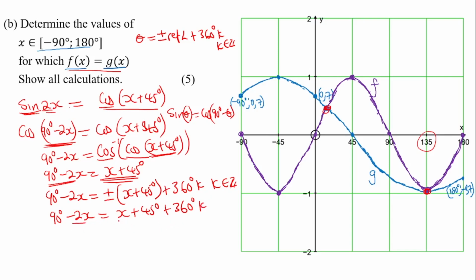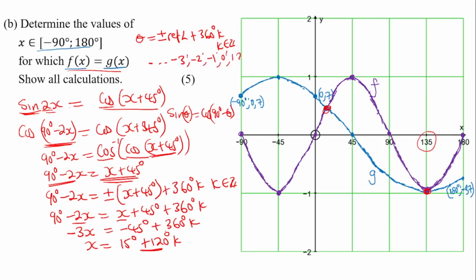Then negative 2x minus x, that is negative 3x, is equal to 45 minus 90, that is negative 45 degrees, and then plus 360 degrees times k. All right, then we divide everything by negative 3. So x is equal to 15 degrees plus 120 degrees k. You're probably wondering now, why am I saying plus 120 degrees? Because I'm dividing by negative 3. Remember we're saying k is an integer. So k can be, for example, negative 3, negative 2, negative 1, 0, 1, 2. It goes on like that.